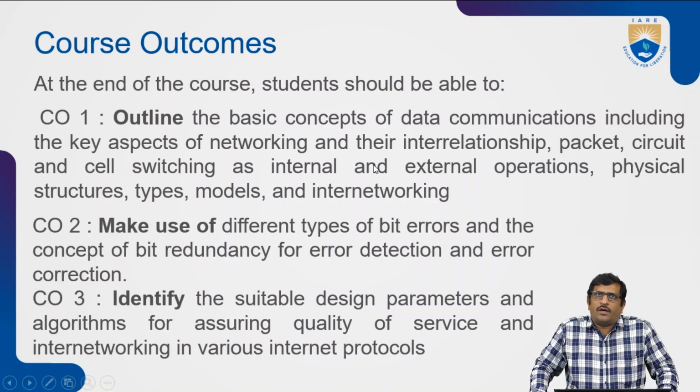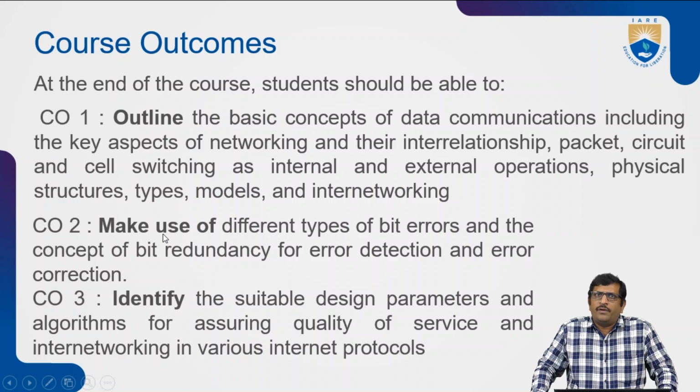Here are the course outcomes. At the end of the course, the student should be able to achieve course outcome 1: outline the basic concepts of data communication, which include the key aspects of networking and their interrelationships, packet, circuit, and cell switching as internal and external operations, physical structures, types and models, and inter-networking after completion of this first module.